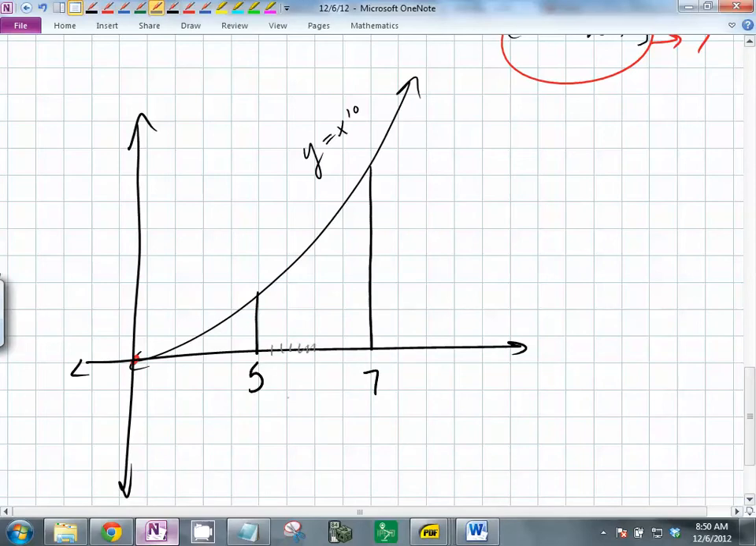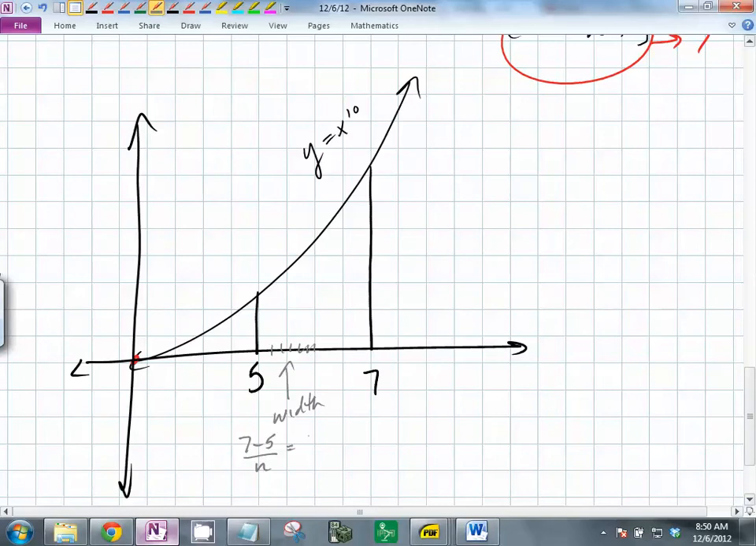What's the width of each rectangle? The width of each rectangle is 7 minus 5 over n. It's the bigger value minus the smaller value divided by n. If you have a piece of wood that's 10 feet wide, you break it into 5 parts, it's 10 divided by 5. How wide is our piece of wood in this case? 2. 7 minus 5 is 2. We want to break it into n pieces, so we divide it by n.